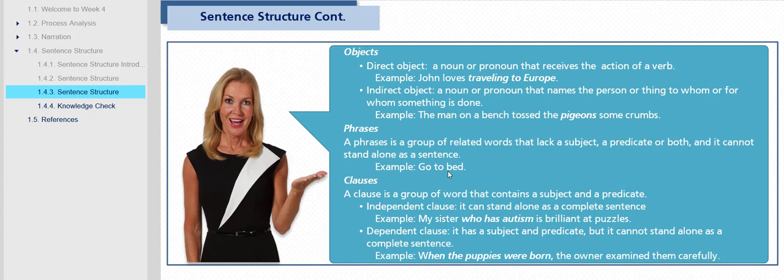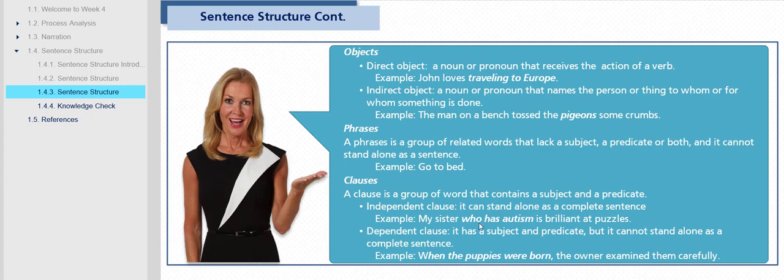Clauses. A clause is a group of words that contain a subject and a predicate. And so you have 2 kinds of clauses in English. You have an independent clause. An independent clause is a complete sentence. It means that it can stand alone by itself. My sister is brilliant at puzzles. That is an independent clause because it can stand alone.